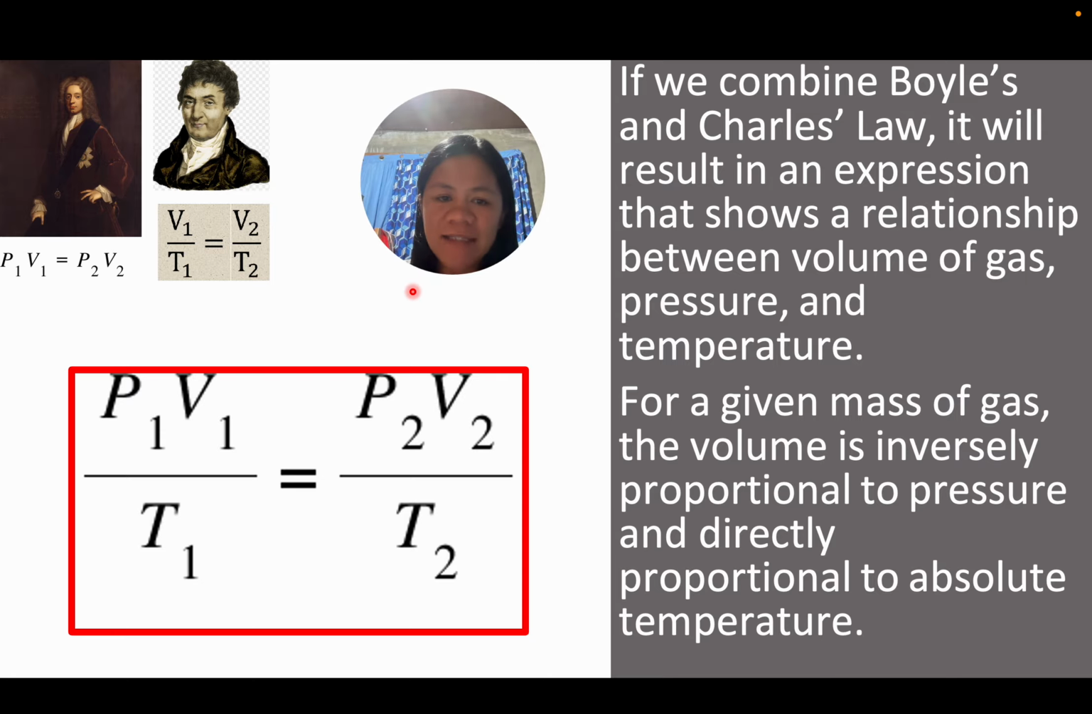So, for a given mass of gas, the volume is inversely proportional to pressure and directly proportional to our temperature. That is the relationship of the three. So, this is our formula: P1 or pressure 1 multiplied by V1 or volume 1 divided by T1 is equal to P2 times V2 divided by T2. Let's proceed right away with a sample problem, and in the problem itself I will arrange how we determine the formula that we will use.